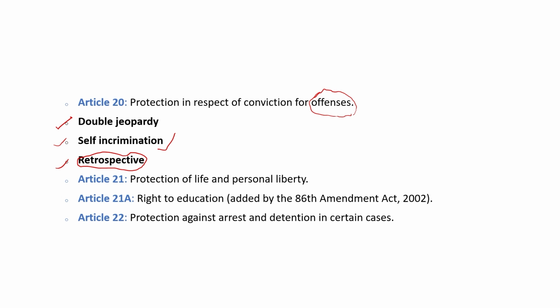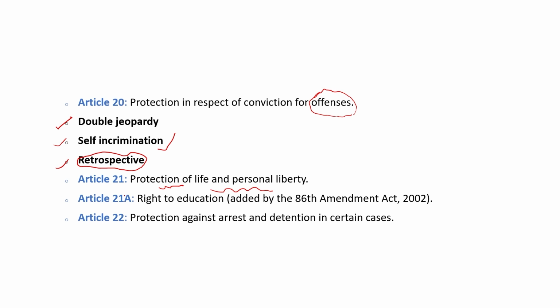Next is Article 21. Article 21 provides basically protection of life and personal liberty. You cannot kill any person. So this is Article 21, which provides protection of life and personal liberty.